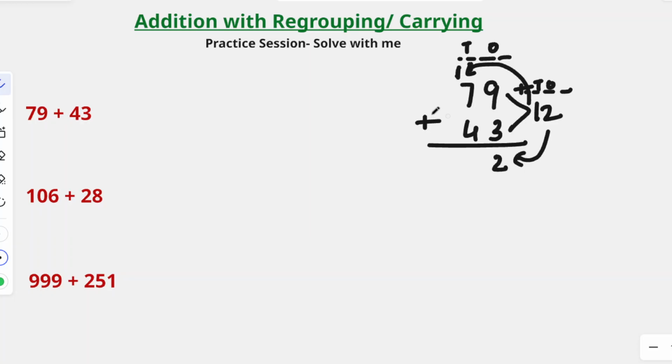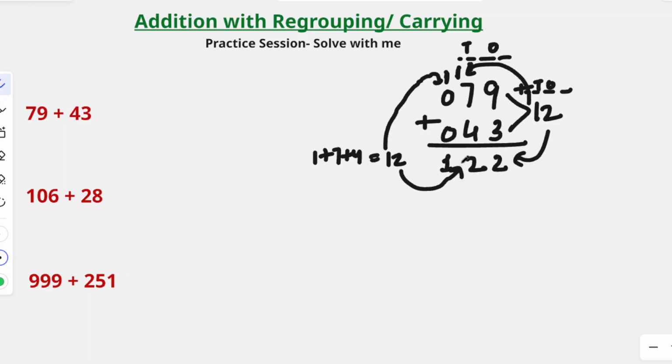Now 1 plus 7 plus 4 gives us 12. Again, 2 we will write here and 1 will be carried forward to the next place value. But here we see that in the hundreds place we have nothing. Both are two digit numbers, right? So we can assume 0. So 1 plus 0 plus 0 will give us 1. So 79 plus 43, the answer is 122. 1 hundred, 2 tens and 2 ones. Clear?